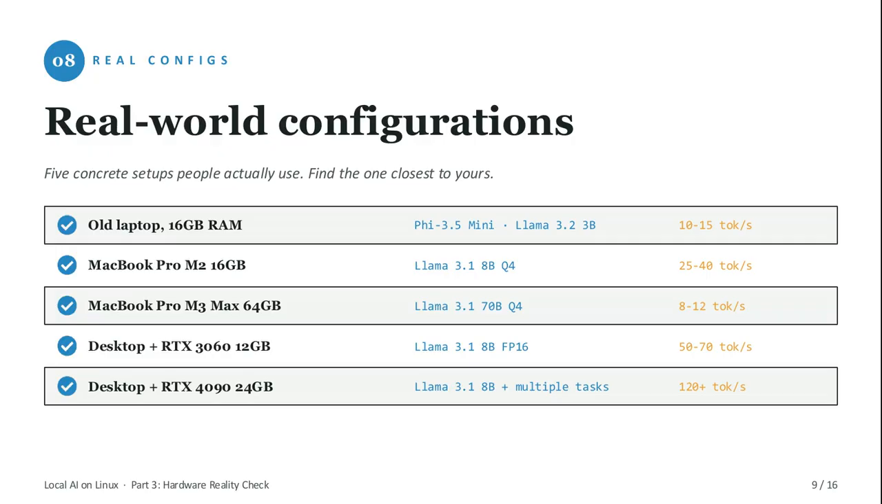An old 16-gig laptop will happily run Phi 3.5 Mini or Llama 3.2 3B at 10 to 15 tokens a second, slow but usable. An M2 MacBook handles 8B at Q4 in the 25 to 40 range. Step up to an M3 Max with 64 gigs and you can actually run a 70B model, though only at reading speed. On the GPU side, a 3060 pushes 8B FP16 past 50 tokens a second, and a 4090 gives you headroom to run multiple tasks at once. Find the row closest to your machine. That's your honest starting point.